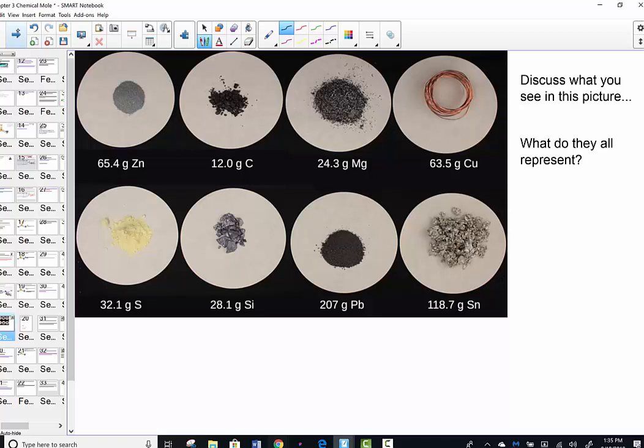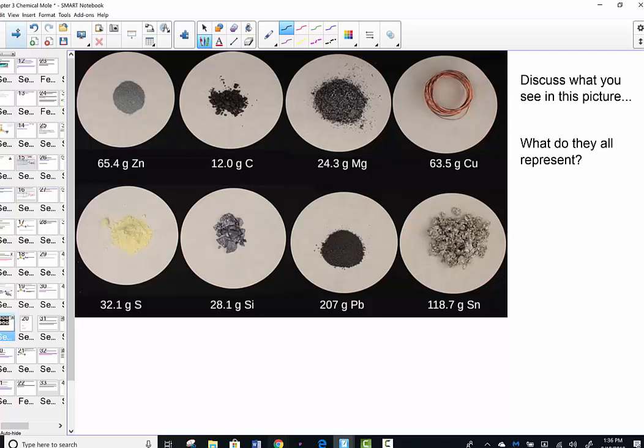That is exactly 6.02 times 10 to the 23rd atoms of zinc. I didn't count it. I weighed it. But I know how many atoms there are because I can relate that to the mole. There's your 12 grams of carbon, 24.3 grams of magnesium, 63.5 grams of copper. That's copper wire. You see tin, lead, silicon, and sulfur.